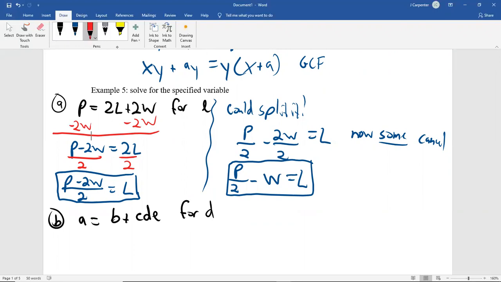Solving for D. Which one are we solving for? This one right here. So the B, the C, and the E have got to go.